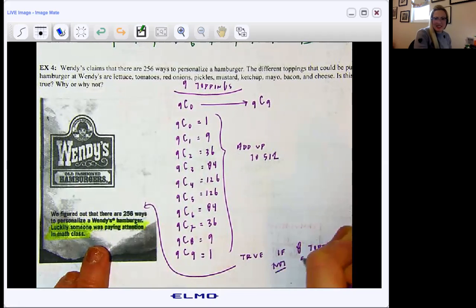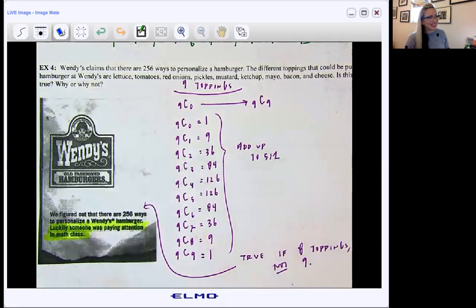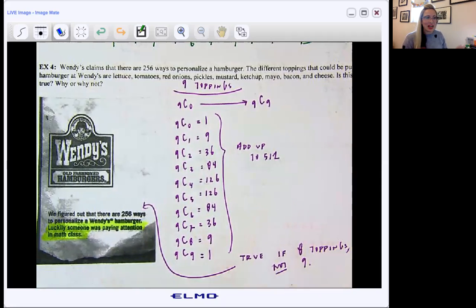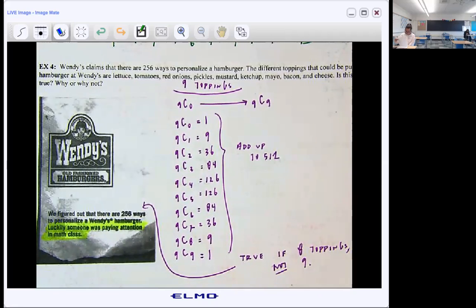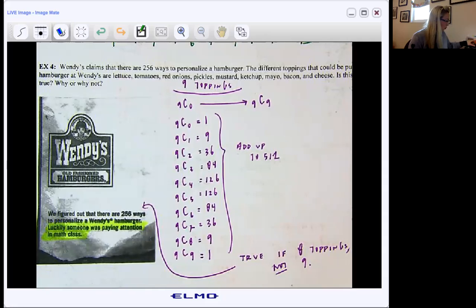I think Chipotle did something similar a couple of years ago where they were like, look at all the different combinations. And I think they also got shot down by someone who was actually paying attention in math class. All right. You guys have any questions for me here? Okay, so let's do a couple more and then we'll call it a day.